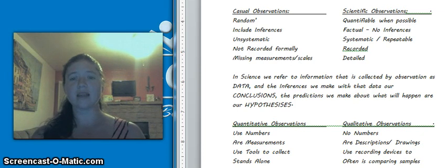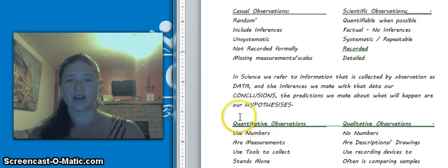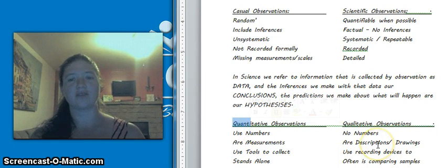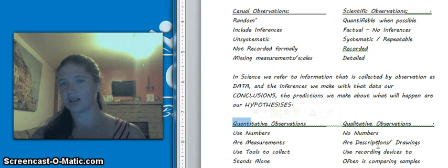Now, when we do observations, there's two main types. We have quantitative, and if you look at the term quantitative, which is right here, you'll notice that there is a term here that looks kind of like the beginning of the term quantity. And that is important because quantitative uses numbers. It's trying to figure out what quantity does this have. We have measurements. We often use tools to collect quantitative measurements. These are our volume, the length, the weight, how many of things.